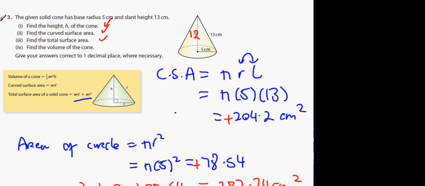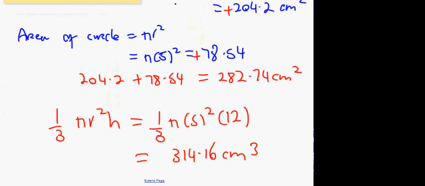To give your answer to one decimal place where necessary. Oh, so this is going to be 282.7 and 314.2. Just make sure you read the question and do exactly as the question asks you, okay?